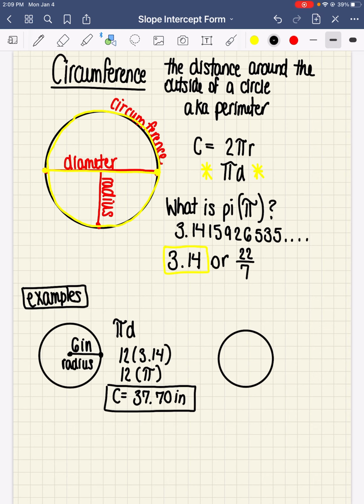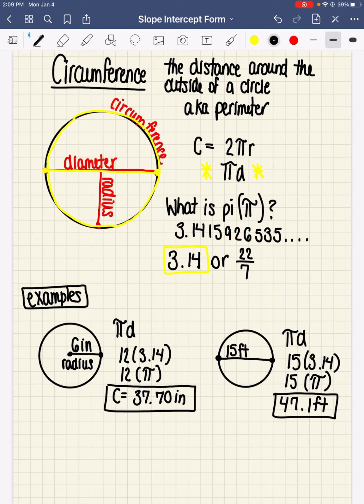All right, another one here. This time I'm going to be given a different measurement. This time I'm given the diameter. So again, the formula is pi times diameter. That means I'm going to take the diameter, which in this case is 15, and multiply that by 3.14, or multiply that by pi if I'm using a calculator that has that button. And that's going to give me 47 1/10 feet.